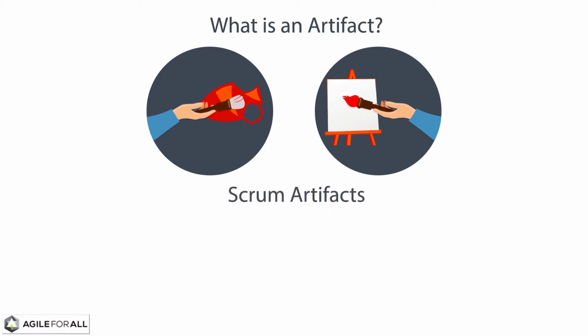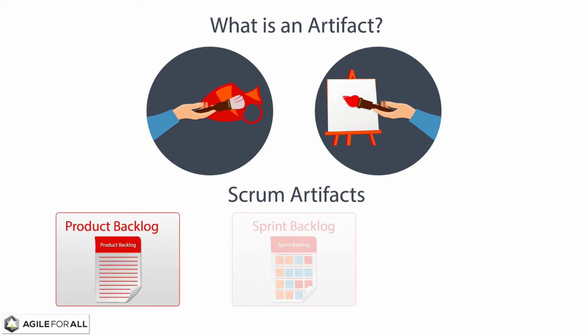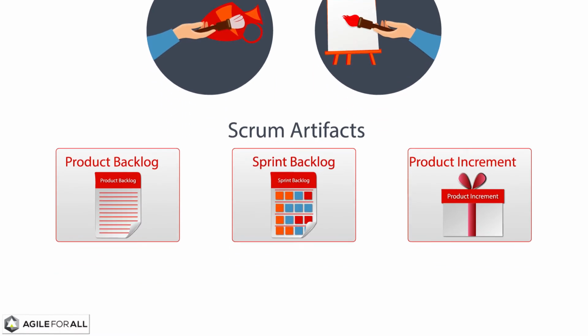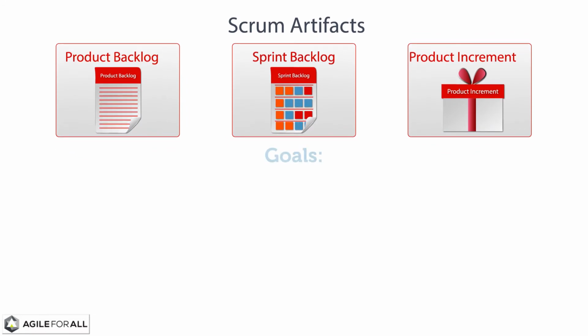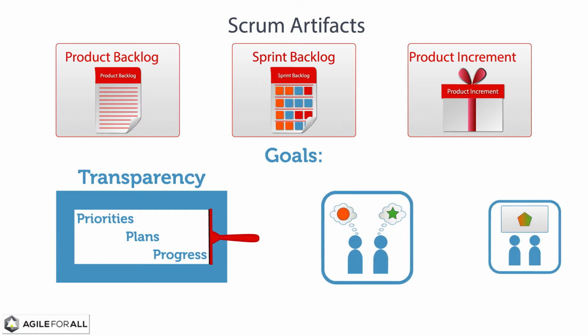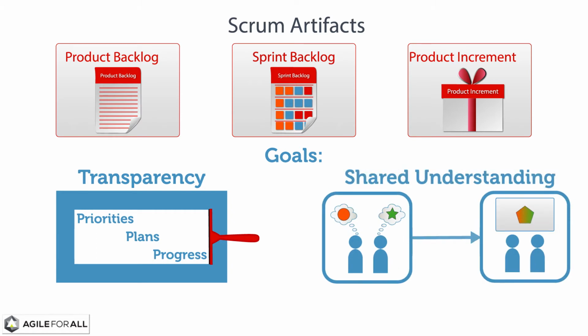Scrum describes three primary artifacts: the product backlog, the sprint backlog, and the product increment. The product backlog and sprint backlog describe work to be done that will add value, and the product increment is the done portion of the product completed during a sprint. The three Scrum artifacts share the same goals: to maximize transparency and promote a shared understanding of the work.